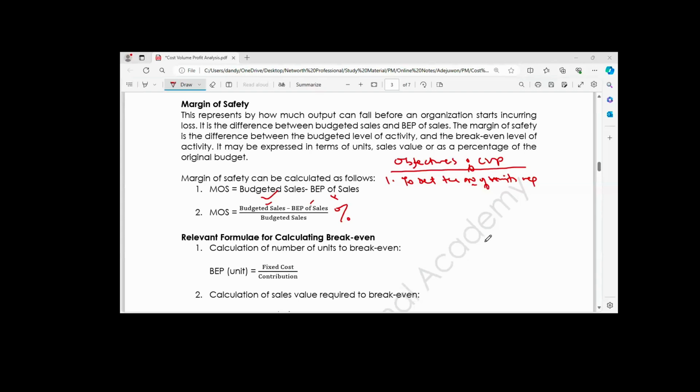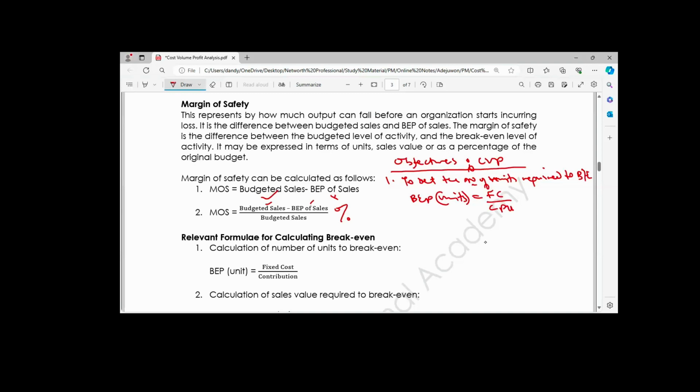Okay, so this is what I was saying. When you want to calculate the number of units required to break even, that's one of the objectives, to determine the units required to break even. The formula to use, if the examiner is asking you to calculate the units required to break even: break-even point in units will be calculated as fixed cost divided by contribution per unit.